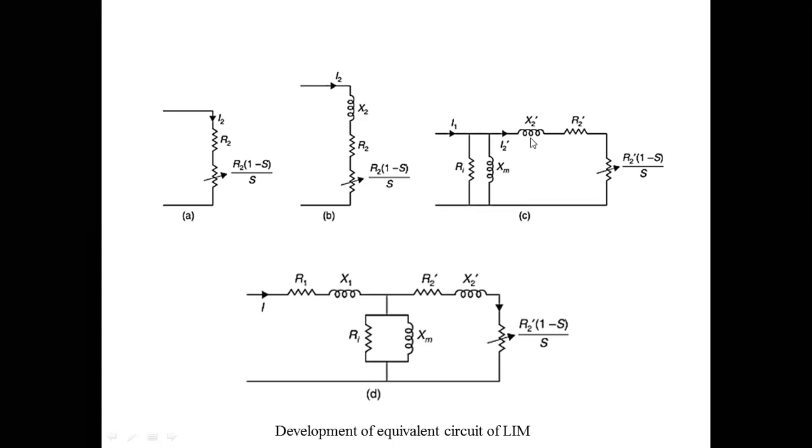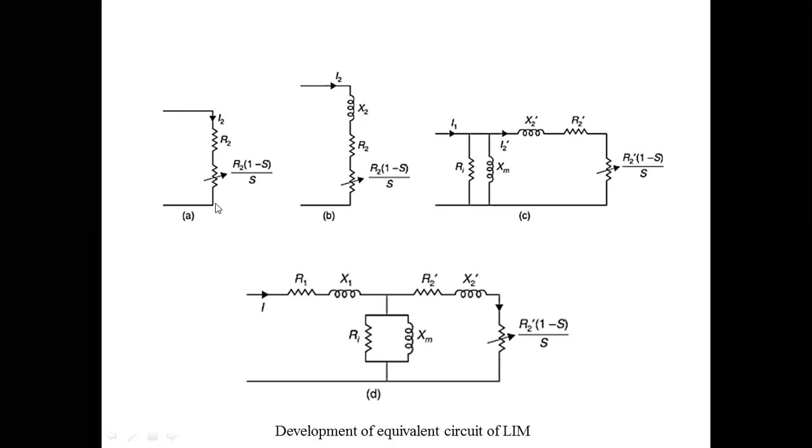Next one, it should be considered a secondary. Finally, the primary leakage reactance x1 and the resistance R1 are included to get the equivalent circuit. These are the parameters which we consider to develop any equivalent circuit of a motor.